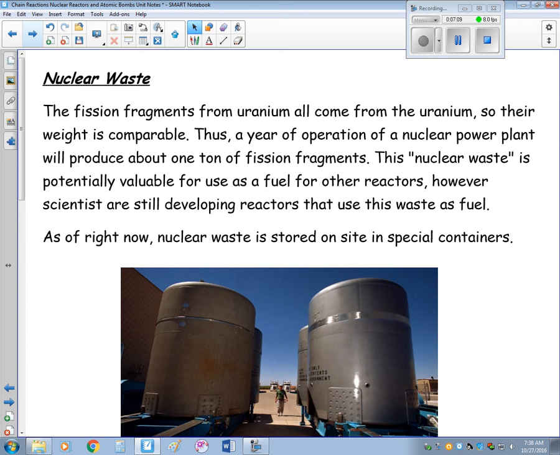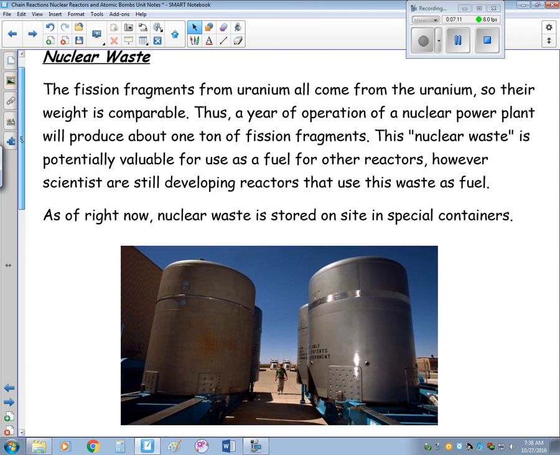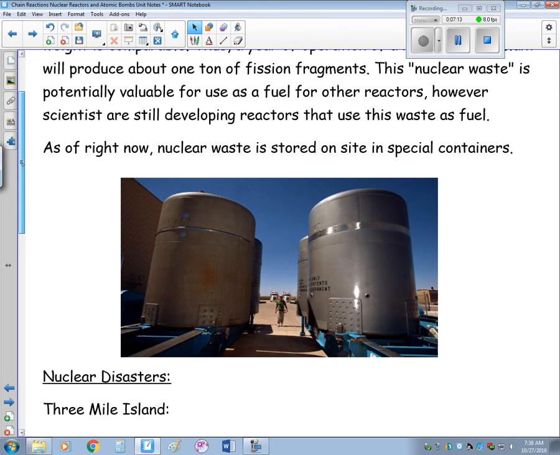it's still waste. Now, right now, all of the waste that we generate is stored on site, and we build these special containers, and we place the nuclear waste in these containers. And in many ways, it's kind of harmless. If you go around measuring the radioactivity around these containers, it's the same as the natural background radiation.